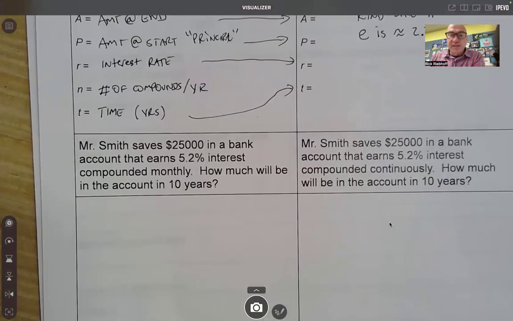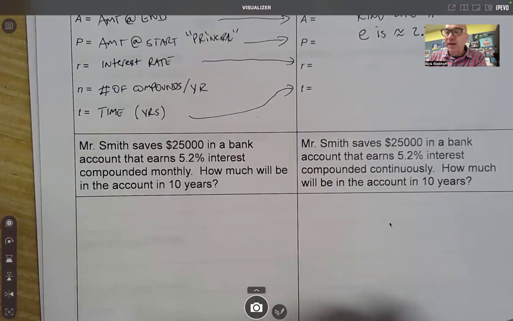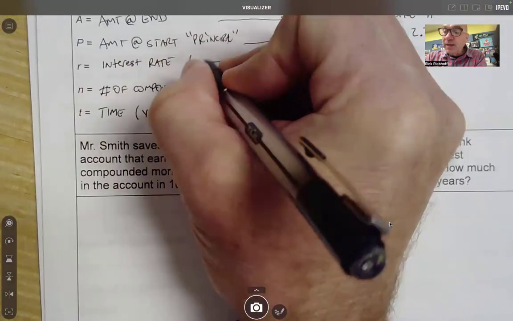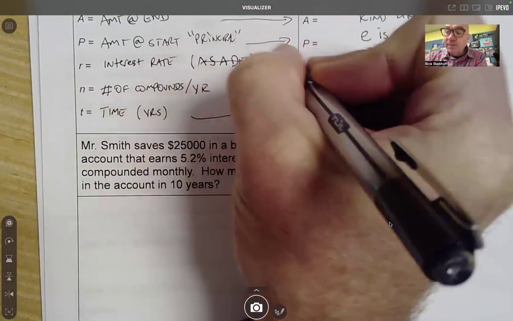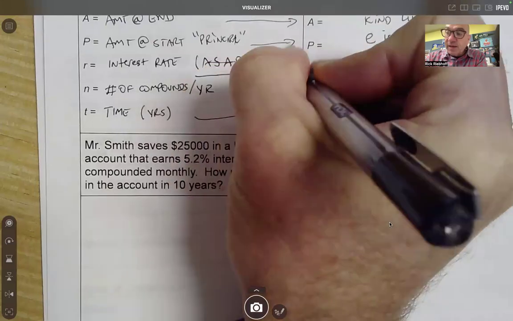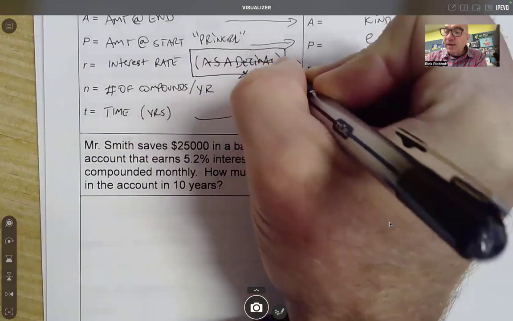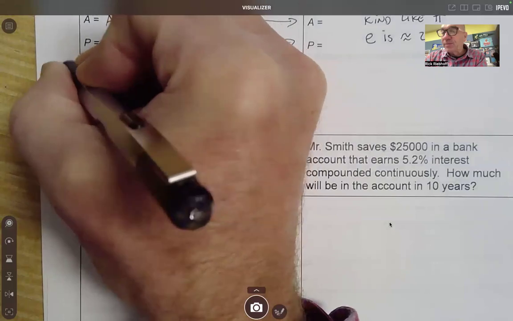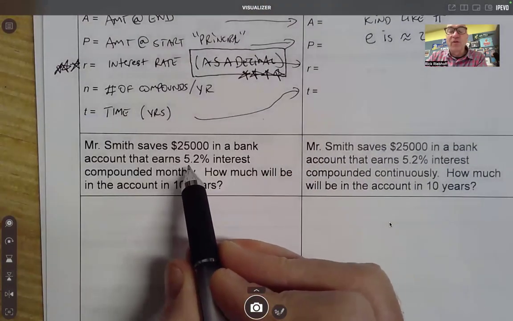Let's use these. Mr. Smith saves $25,000 in a bank account that earns 5.2% interest compounded monthly. How much will be in the account after 10 years? Oh, I forgot one thing. Interest rate R here, we need to write as a decimal. That's important. Okay. So put some stars around that one. Interest rate as a decimal. Put some stars next to it. That's a pretty common error is people will write 5.2 instead of 0.05.